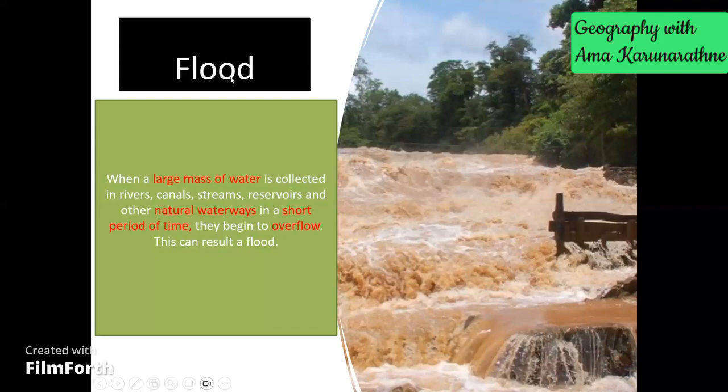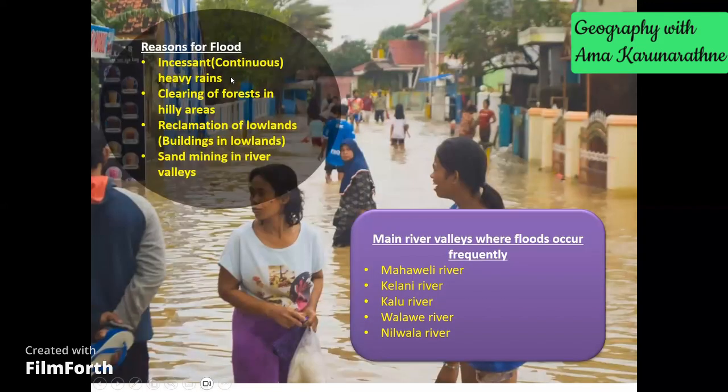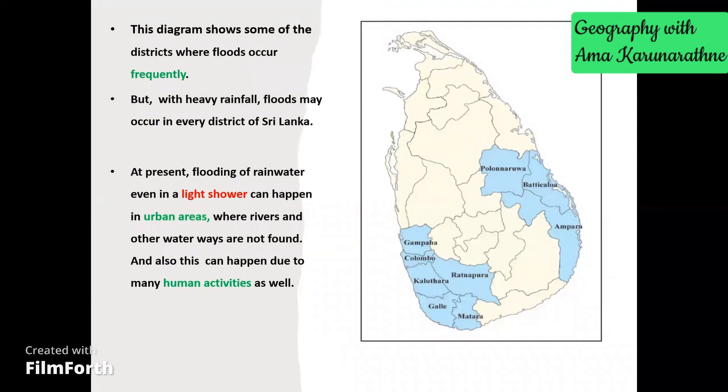Let's move to the next slide. Okay, so here in this diagram, you can see some of the districts in Sri Lanka where flood is frequent. But with heavy rainfall, we know every district can face or experience flood. So you see here some of the districts like Polonnaruwa, Batticaloa, Ampara, Gampaha, Colombo, Kalutara, Ratnapura, Galle, Matara. These kinds of districts are highlighted here.